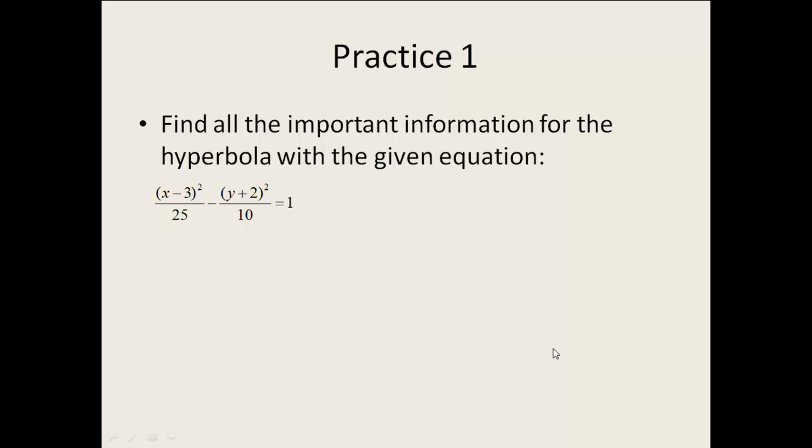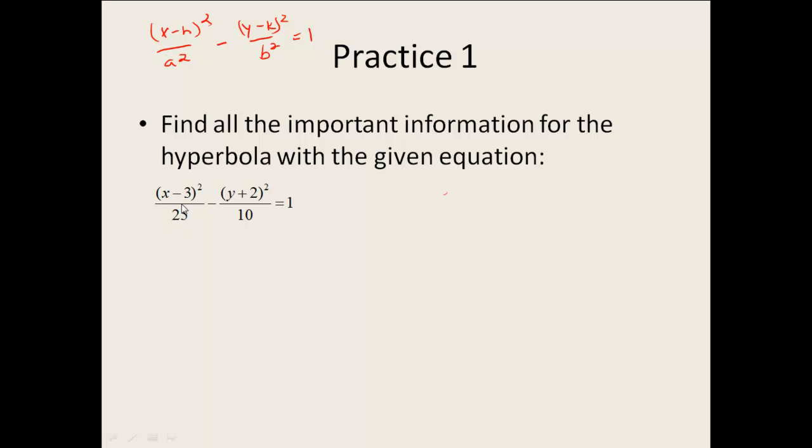Okay, here's our first practice problem. Find all the important information for the hyperbola with the given equation. So we've got this hyperbola. It's set equal to 1, so we already have it in standard form. There's no numbers out here in front of the sets of parentheses, so we're good to go on that. So all we need to do is decide which formula it follows. And remember, with hyperbolas, you look at what variable comes first in the subtraction problem. In this case, the x comes first, so we're going to be using the formula x minus h quantity squared over a squared minus y minus k squared over b squared is equal to 1, because that's the formula that has the x first.